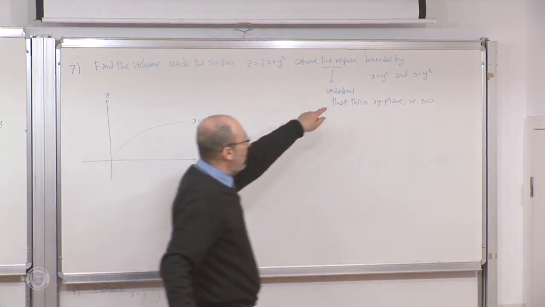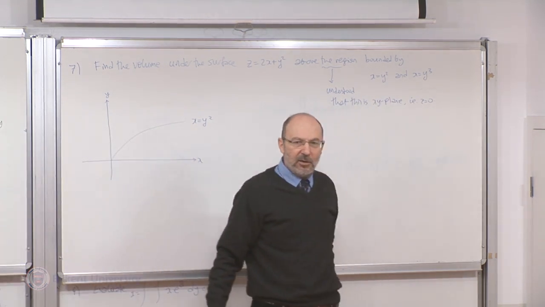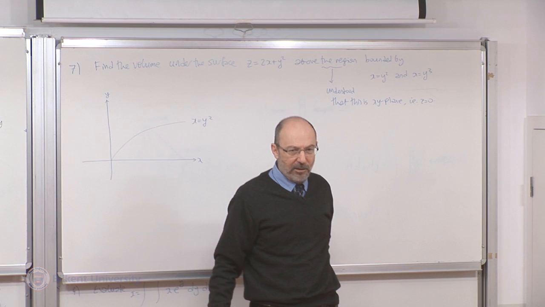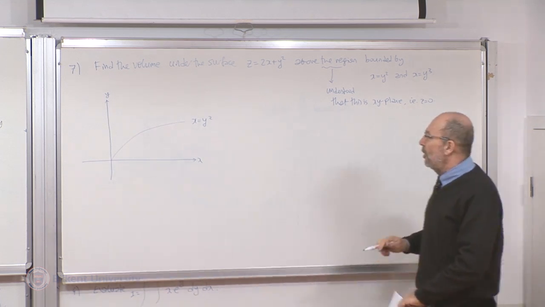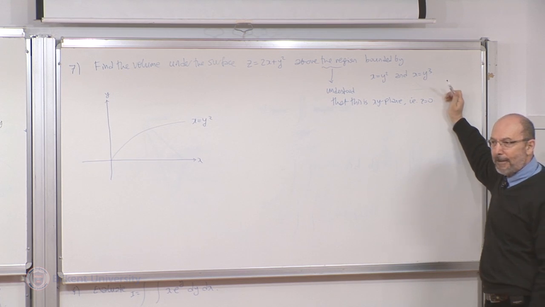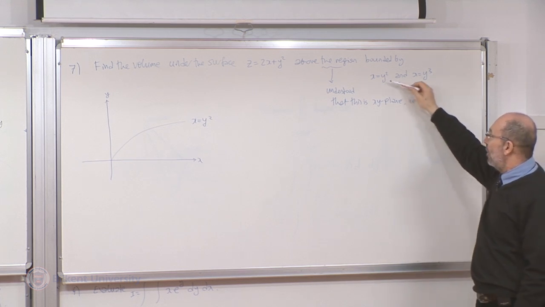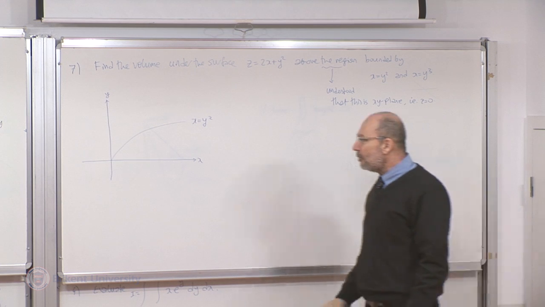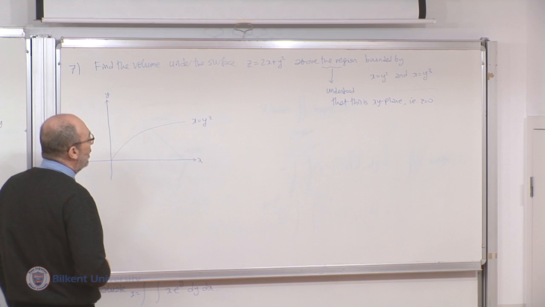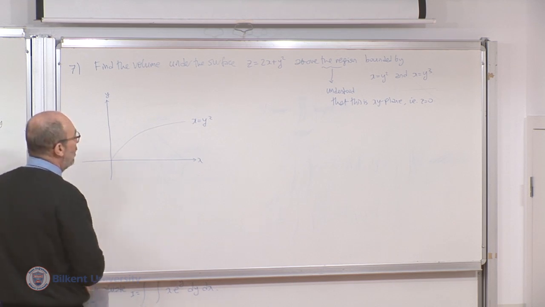I can intersect these two curves in my mind easily. When x equals 0, they intersect. And what other point they intersect trivially? 1. And between 0 and 1, which one is larger? Y square is larger. Okay, so x is... Okay, so how do I draw this?